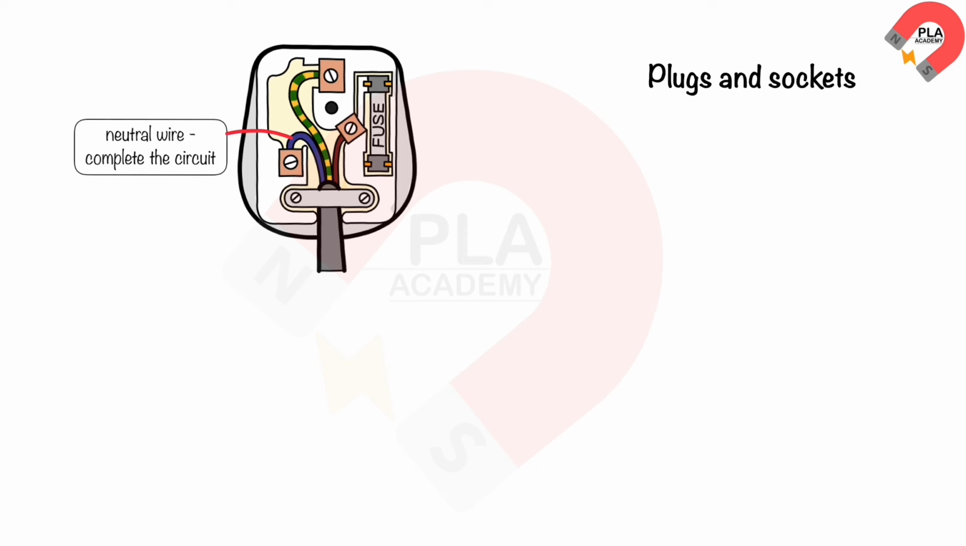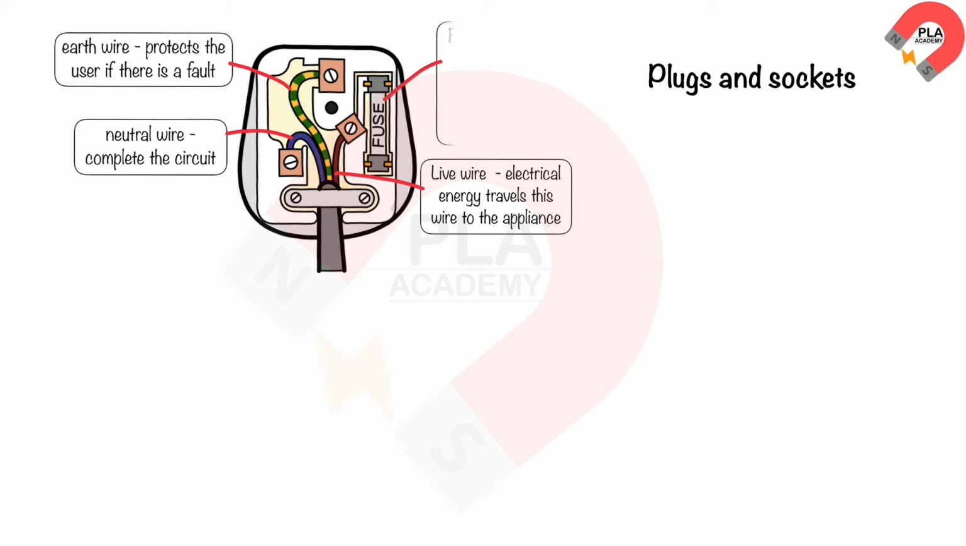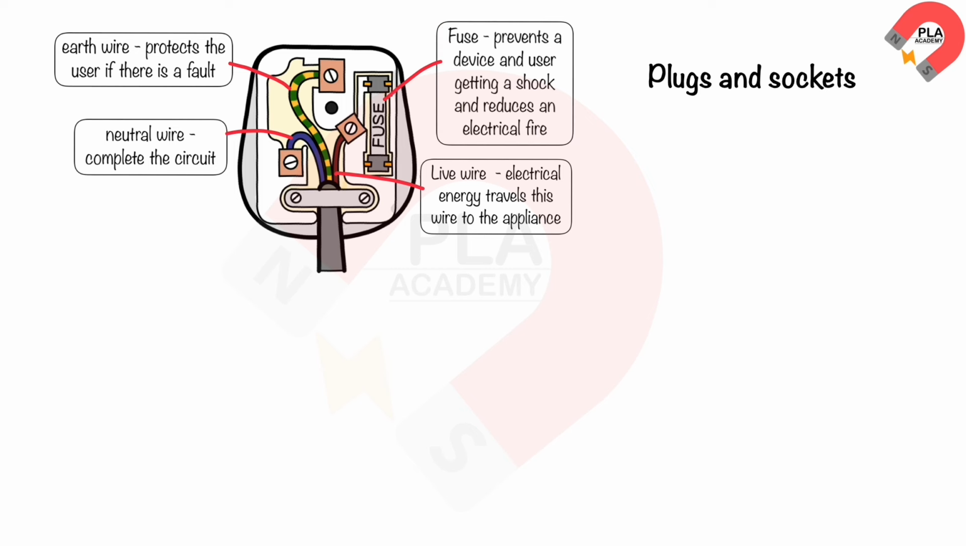This pin is connected to the neutral wire. The middle pin is connected to the earth wire. This pin is connected to the live wire and then connected to the fuse.